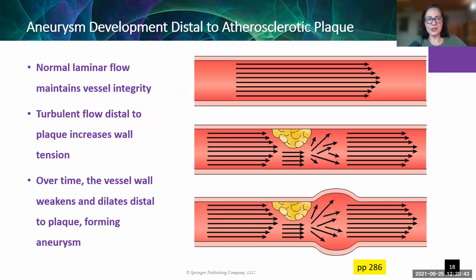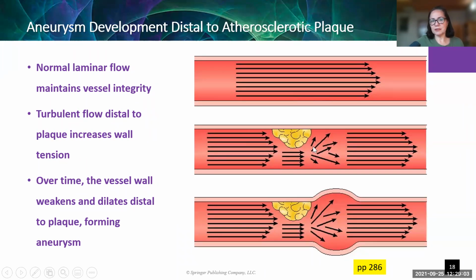Now let's talk about aneurysms. They develop distal to atherosclerotic plaque. So remember we said there's laminar flow. That means the blood's just kind of flowing in straight lines. And that leads to the shear stress, which is a good thing.